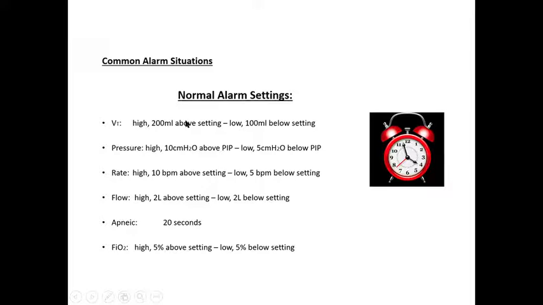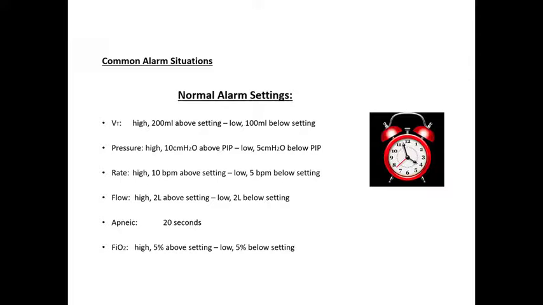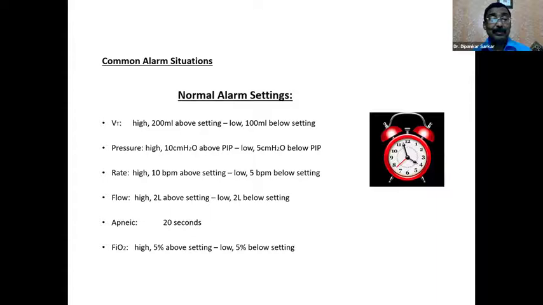Pressure: whatever is the set pressure, keep the high alarm more than 10 above it, and the lower one less than 5. So you can understand. Respiratory rate: the high respiratory rate alarm is more than 10 of the set rate, and the low respiratory rate alarm is less than 5 of the set rate.